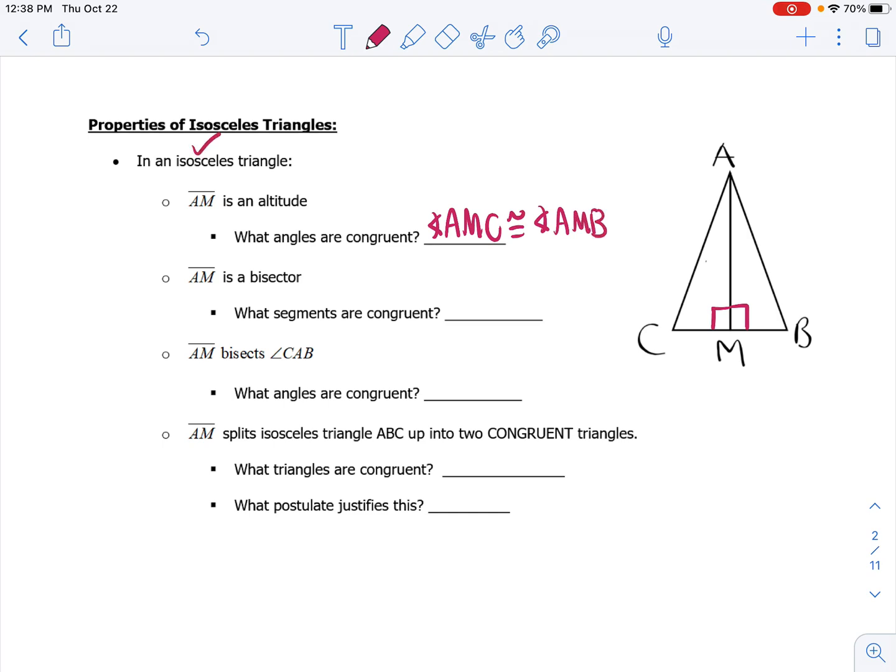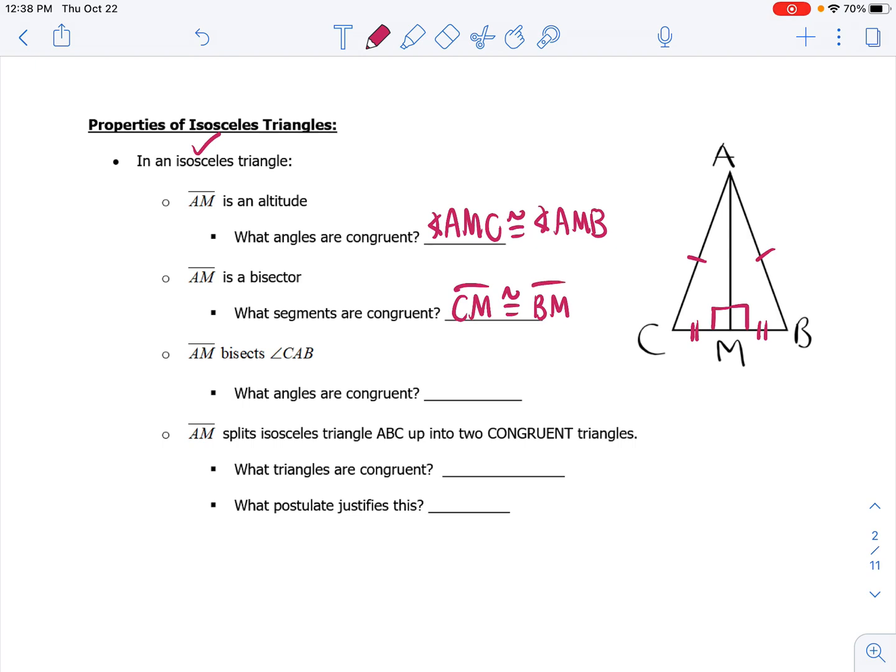Okay, and just note, it is an isosceles triangle, so I'm just going to mark those two sides congruent so we know that we're looking at an isosceles triangle. We also know that segment AM is a bisector. We could also say AM is a median because it bisects the base. So we know that CM is congruent to BM.